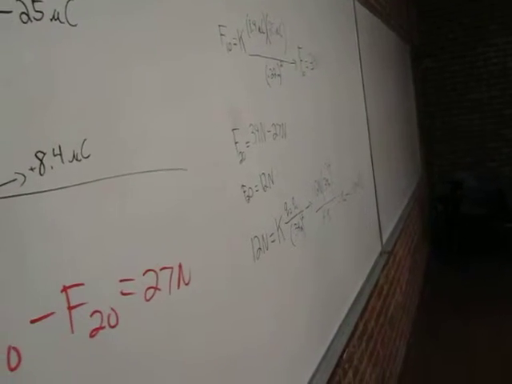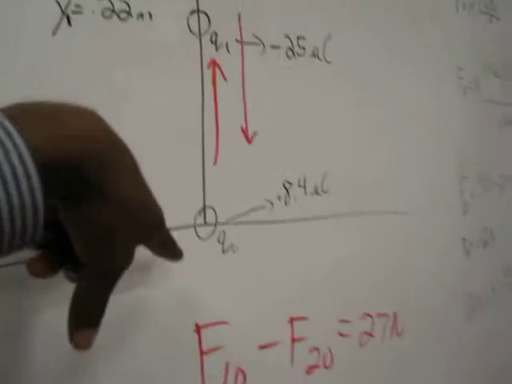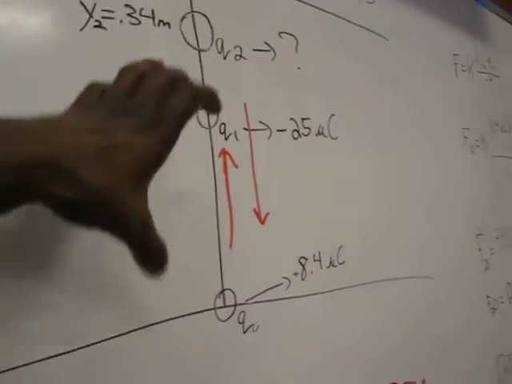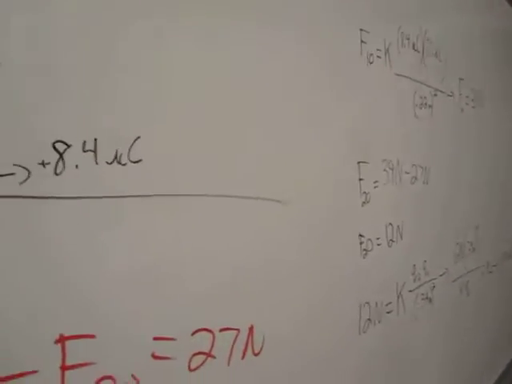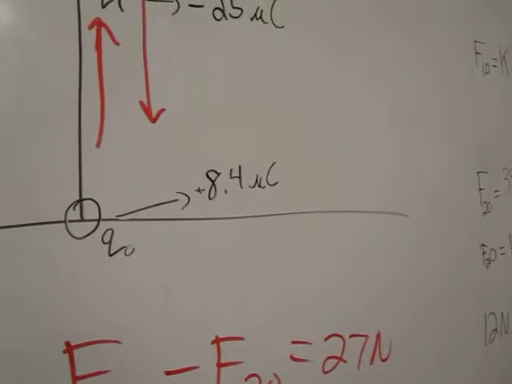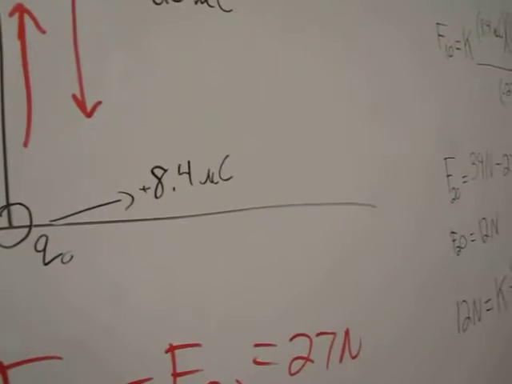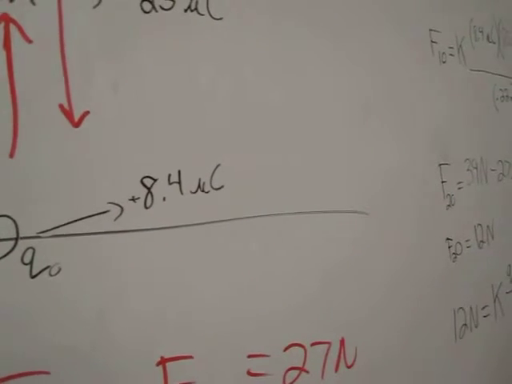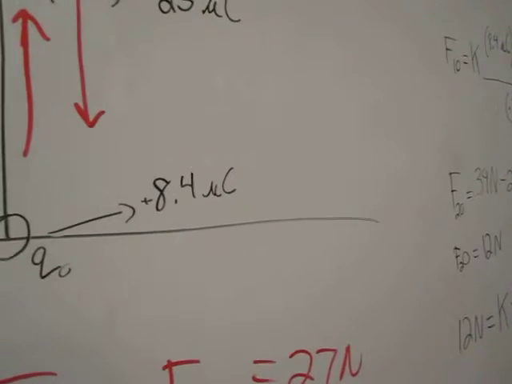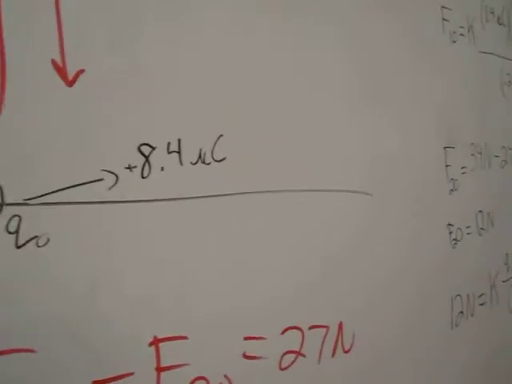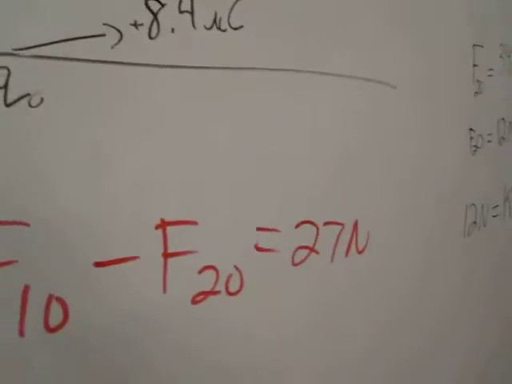Basically another way of saying it is that Q1 is negative and Q naught is positive, so they're going to attract each other. Q2 is positive and Q naught is also positive, so they're going to repel each other. You're finding the net force on them: Q1's force on the Q naught, and this is Q2's force on Q naught. Q2 is working in the opposite direction of Q1, but their net force is 27, and then you can just use that to back calculate the charge.